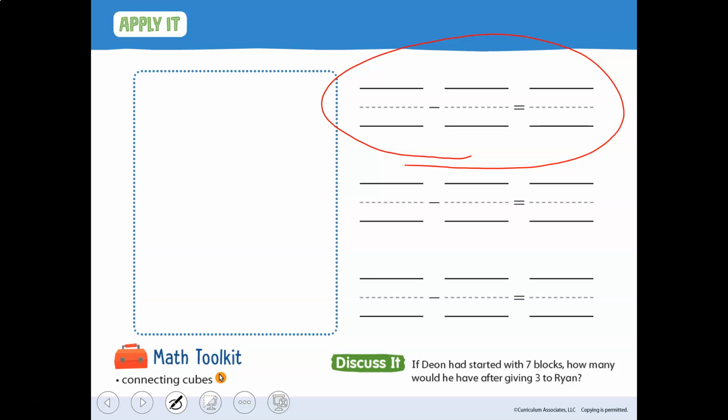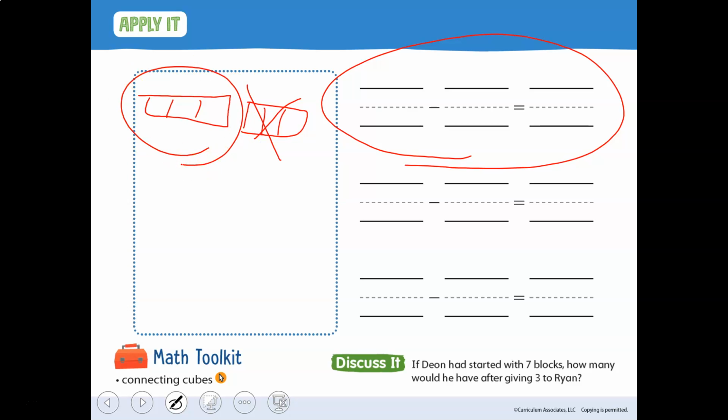Dean had 6 blocks. He gave 3 blocks to Ryan. So I'm going to cross out 3. How many blocks does he have left? 3. We know this is a subtraction because there's a minus. 6 minus 3 equals how many? 3. Good.